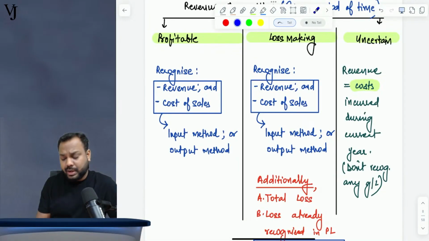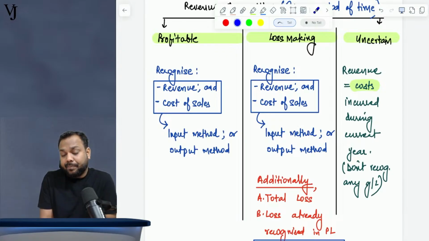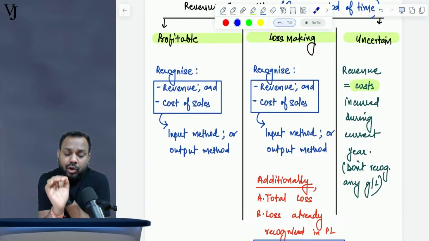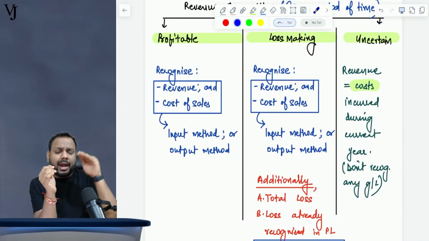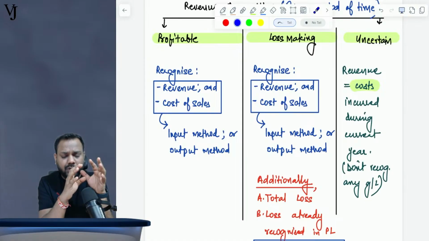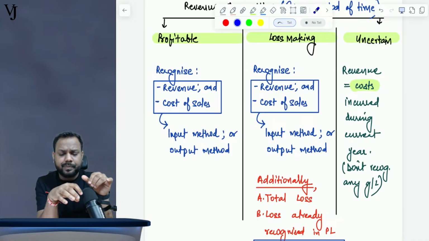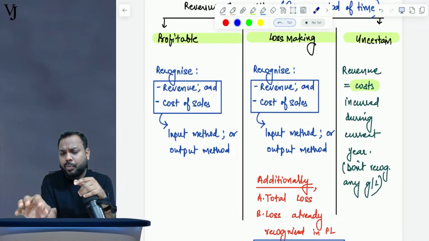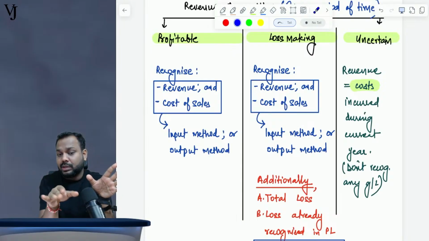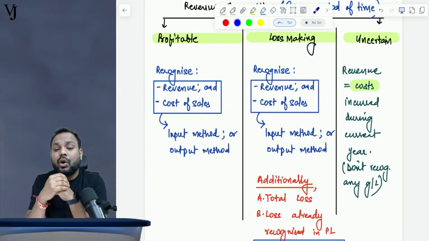Now, under loss making contract, if a contract qualifies to be a loss making contract, then first of all, recognize revenue and cost of sales as per input method or output method, whatever is given in the question. Once you have done that, then come to the accounting for loss making contract.